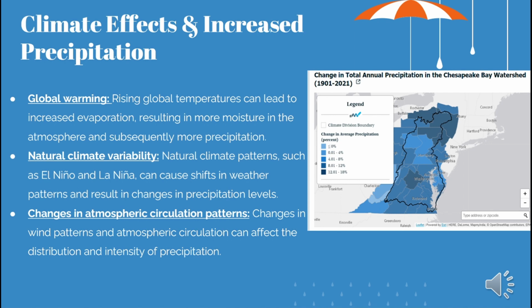Changes in atmospheric circulation patterns. Changes in wind patterns and atmospheric circulation can affect the distribution and intensity of precipitation. The picture on the side shows the total annual precipitation in the Chesapeake Bay watershed from 1901 to the year 2021.